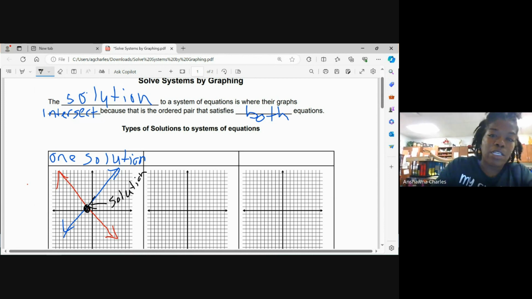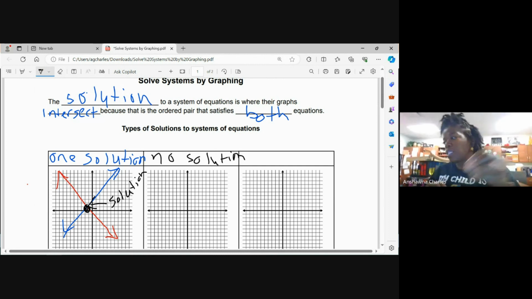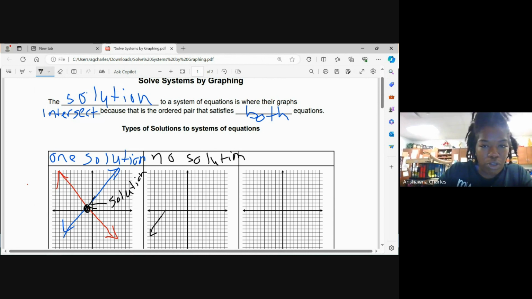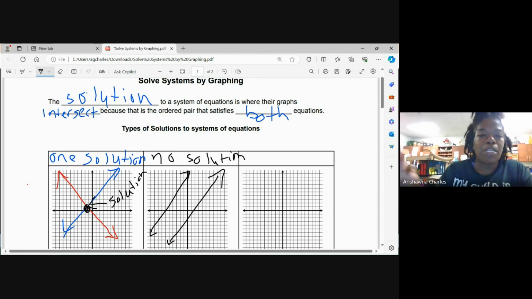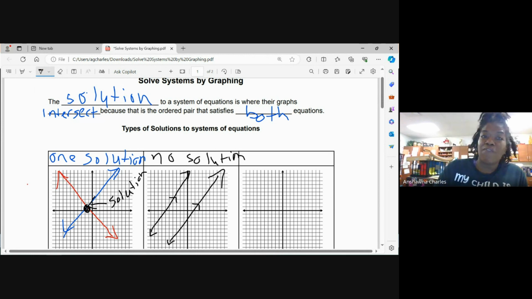You could also have it where it is no solution. For it to be no solution, that means that the two graphs can never touch. Never, ever, ever touch. So they would have to be parallel. If you had two lines that were parallel, then it would be no solutions because they do not intersect. Just so this could be a little bit more accurate, I'm going to put these little arrows, which means they are parallel. Never intersect.